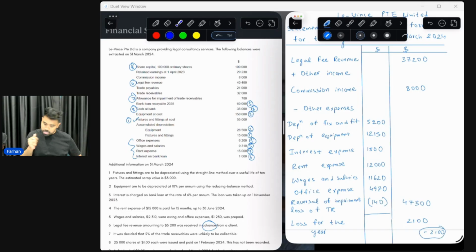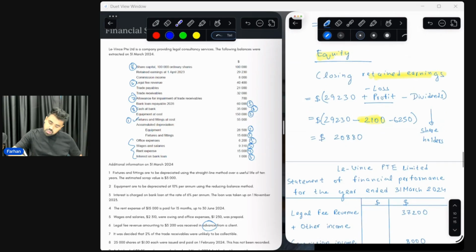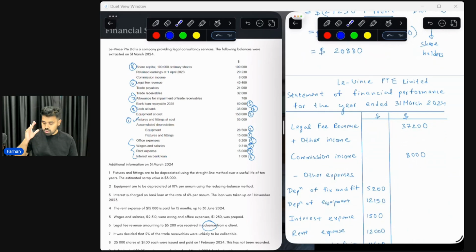Okay. So let's go back to the closing retained earnings. As you can see, we have a loss. So that is why we are deducting 2,100 from the opening balance. And then we are deducting the dividends. So that gives us a closing retained earnings of $20,880 at the end of 31 March 2024, which is available for investment in the next financial year starting 1 April 2024. All right. So I believe you're clear with the statement of financial performance.